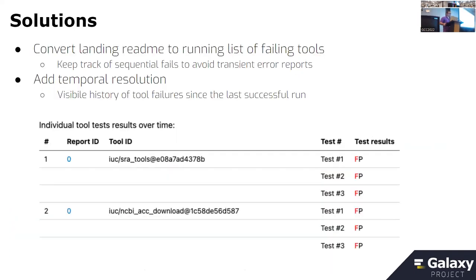So, some solutions: we are converting this landing page that exists now, as shown a couple slides ago, to keep track of sequential tool fails, as well as listing all of the tools that are failing on that front page, and moving that current list of recent testing sessions onto a deeper page. And we will add temporal resolution by having a list of errors and failures as things pass or fail, back to the most recent pass. So we can see if it's failing several times in a row, if it's errored out a couple times, or if it's just a single error since its last pass, we might not need to check it out quite yet.